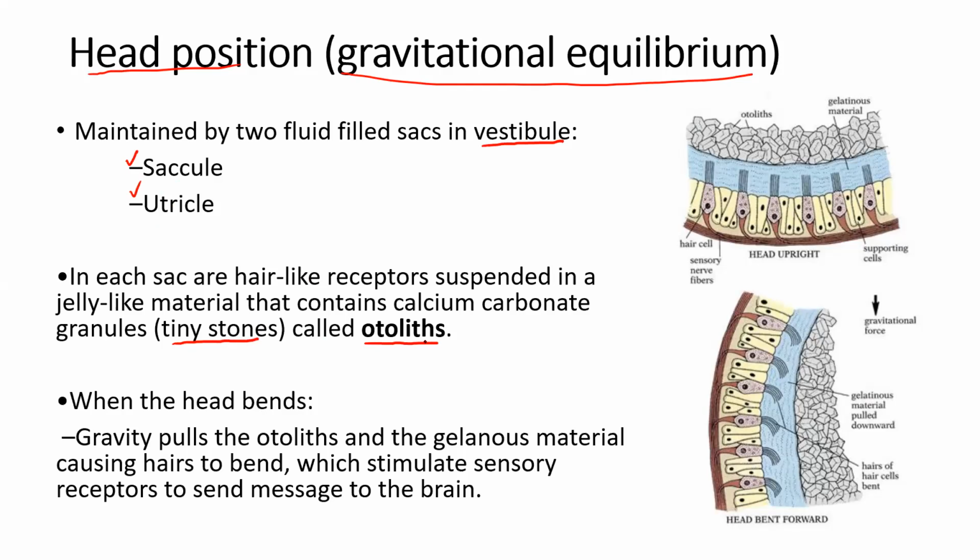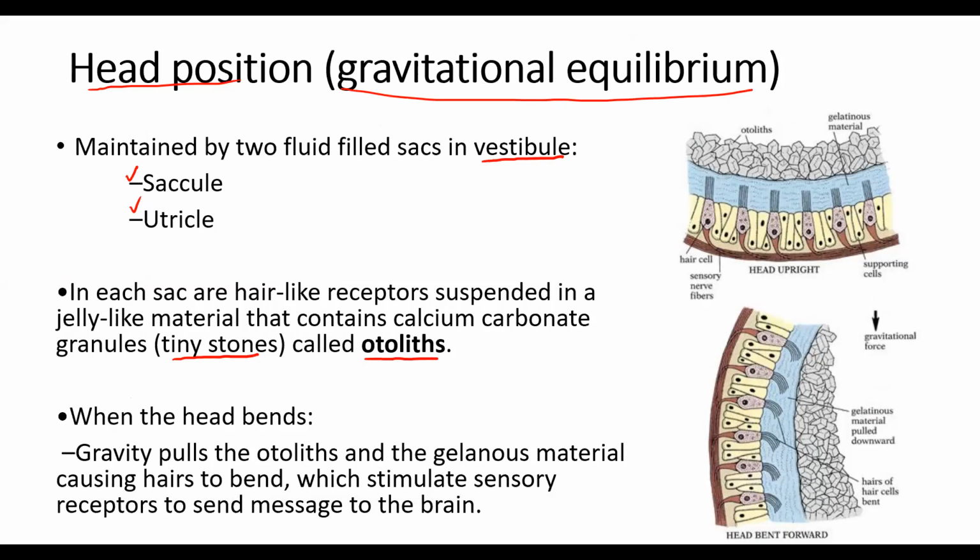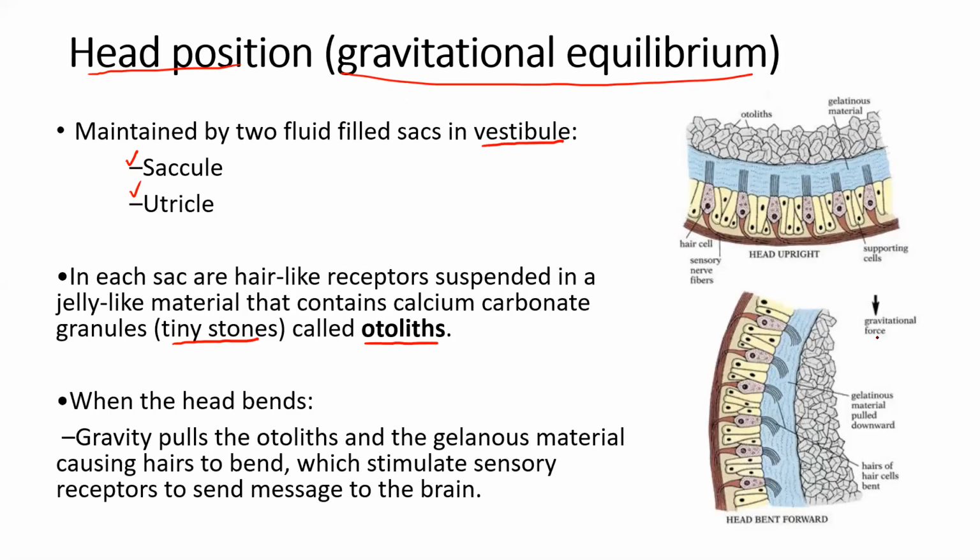And when you turn your head and move it sideways, for example, what happens is gravity pulls these little stones down, bending hair cells, and you can tell that your head has moved sideways. So when the head bends, gravity pulls the otoliths and the gelatinous material, causing the hairs to bend, which stimulates sensory receptors, sending an impulse to the brain.